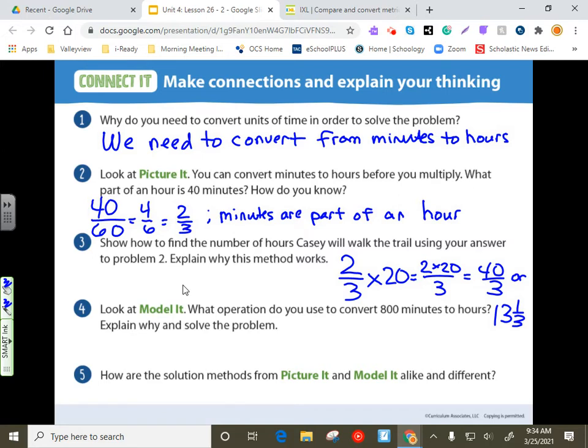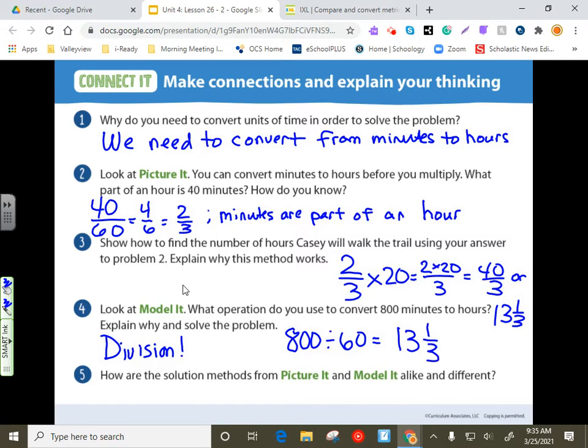Look at model it. What operation did you use to convert 800 minutes to hours? Well, we use division. Simple enough. And explain and solve the problem. So this is where we, 800 divided by 60 equals 13 1/3. We've already solved that, or just restating it.